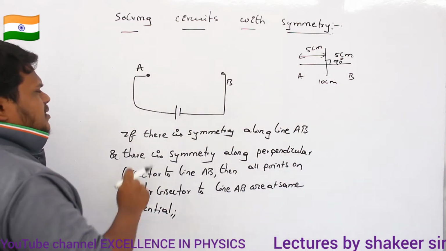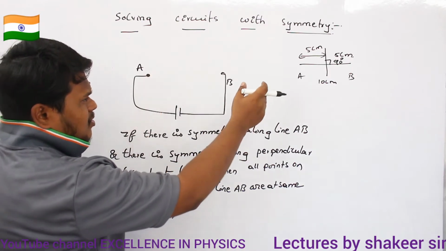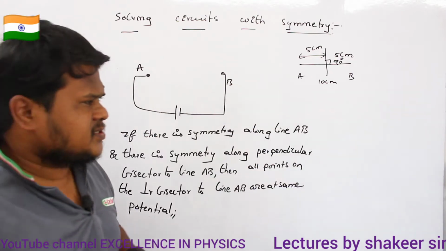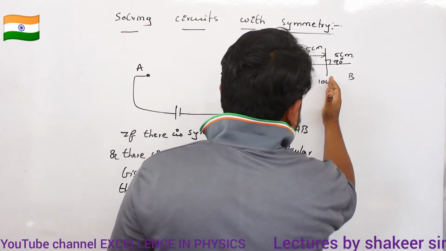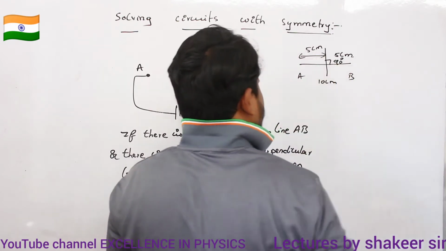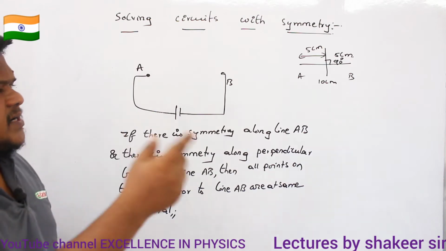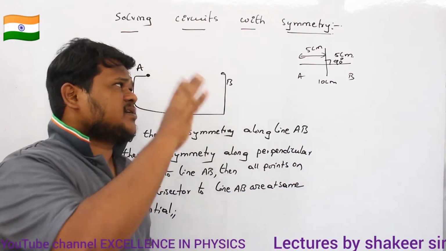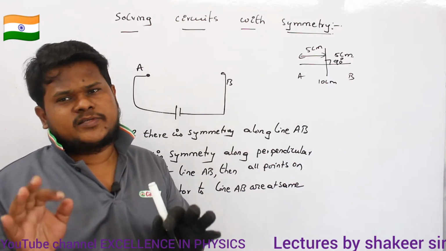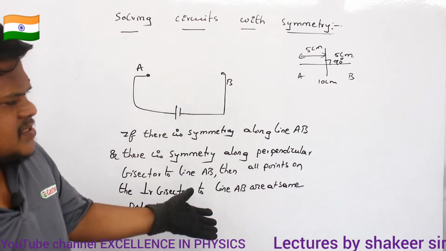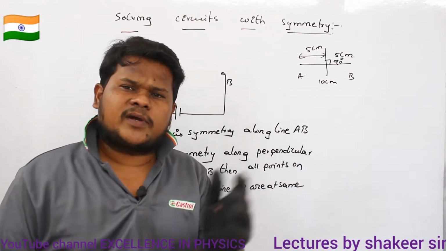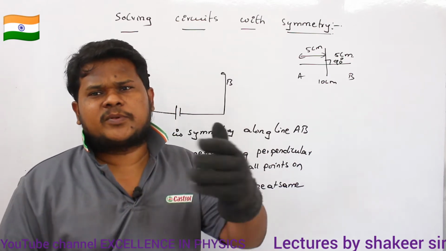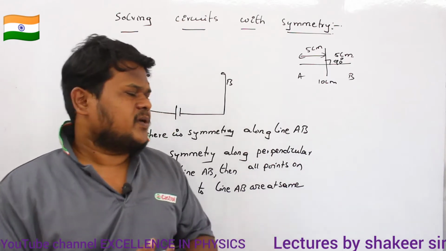Similarly, if there is a symmetry along this perpendicular bisector also, what does this mean? If this is the perpendicular bisector, with a right side and a left side, and there is a symmetry between right side and left side, then also all the points on the same perpendicular bisector should be at same potential. If points are at same potential, then we have already calculated previously how to solve circuits by taking equipotential points. In that method we can proceed and do the problem. Are you able to understand?